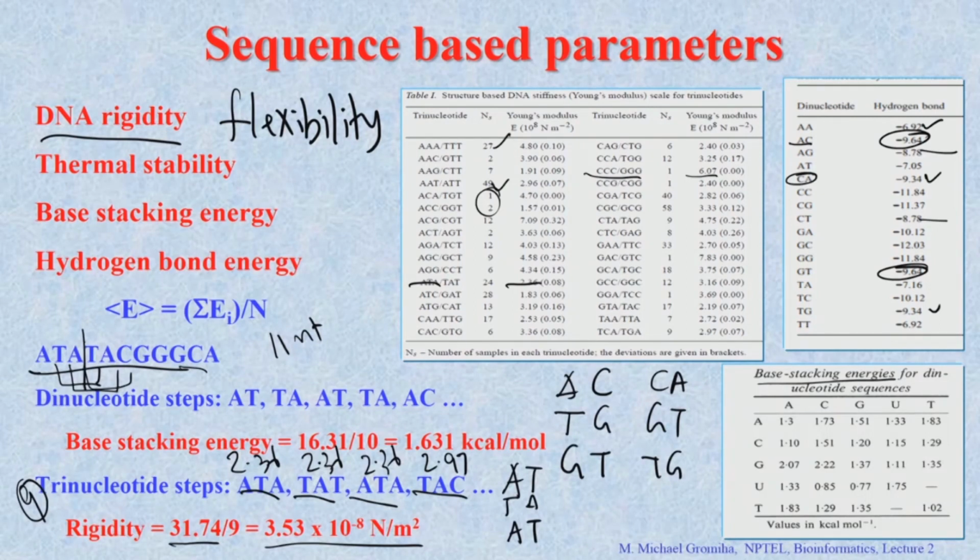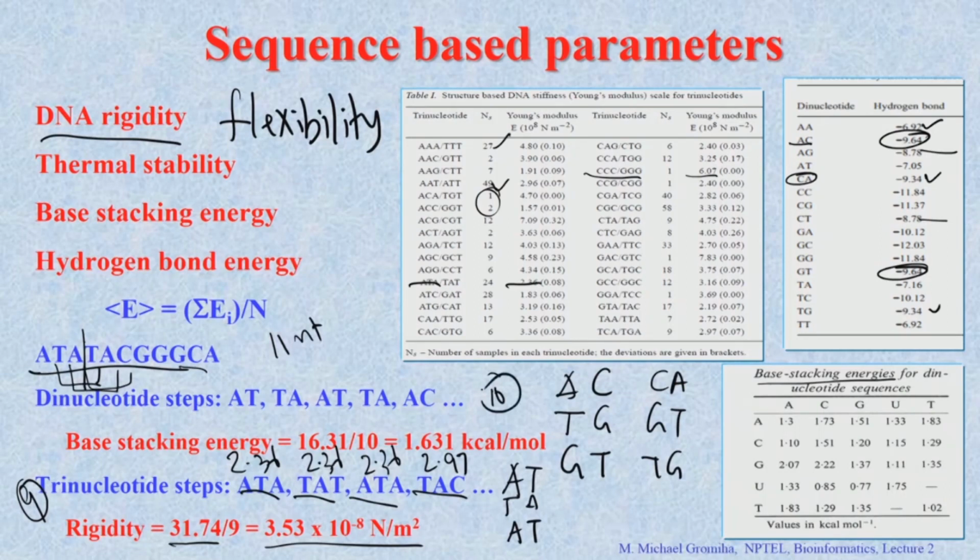Now, if you want the base stacking energy, for base stacking energy we have data for dinucleotides. Here we have data for trinucleotides, and here we have data for dinucleotides. So we need to divide this DNA sequence into overlapping dinucleotides. How many dinucleotide steps will you have? N minus 1. So N is 11, and in total you will get 10.